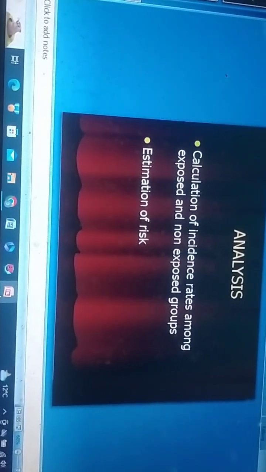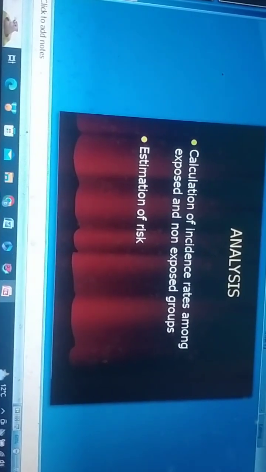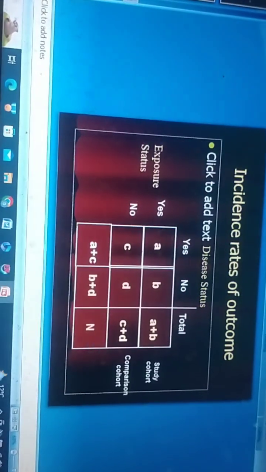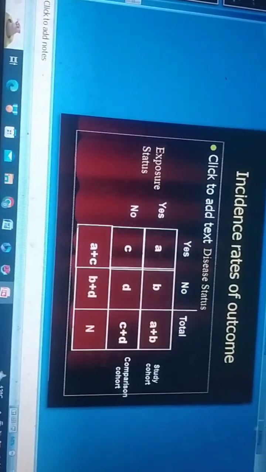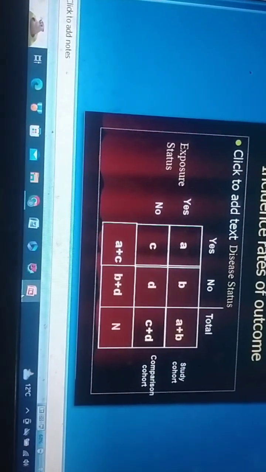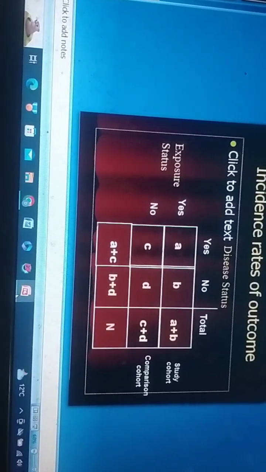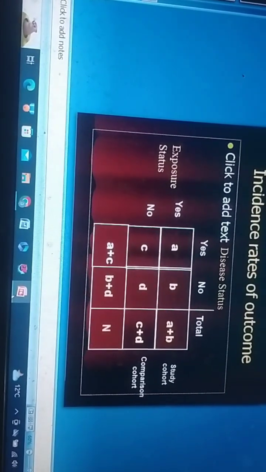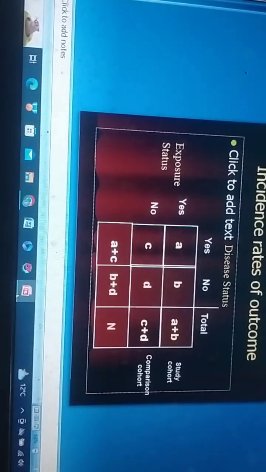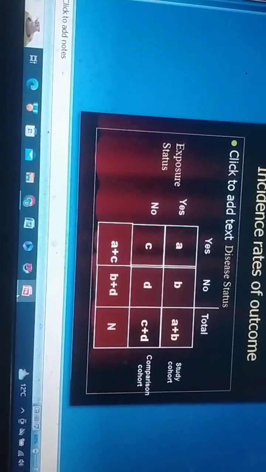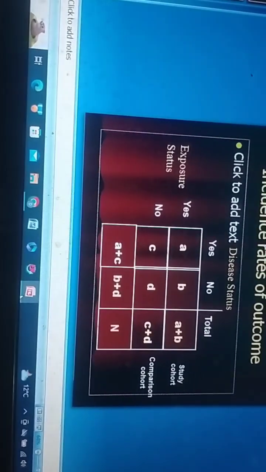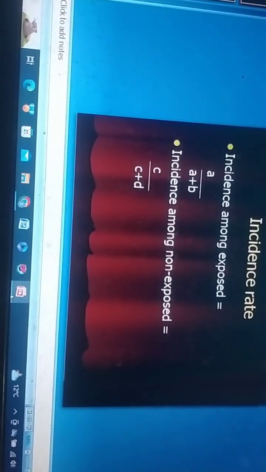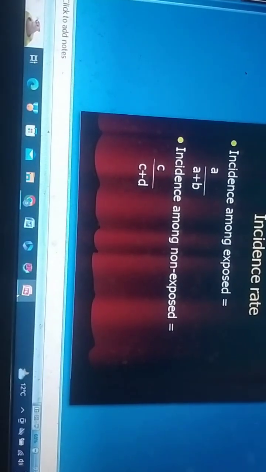Analysis. Calculation of incidence rates among exposed and non-exposed groups, and estimation of risk. Incidence rate of outcome; exposure status yes or no. A, B, C, D, with totals A plus B and C plus D, for the study cohort and comparison cohort. Incidence rate: incidence among exposed is A over A plus B; incidence among non-exposed is C over C plus D.